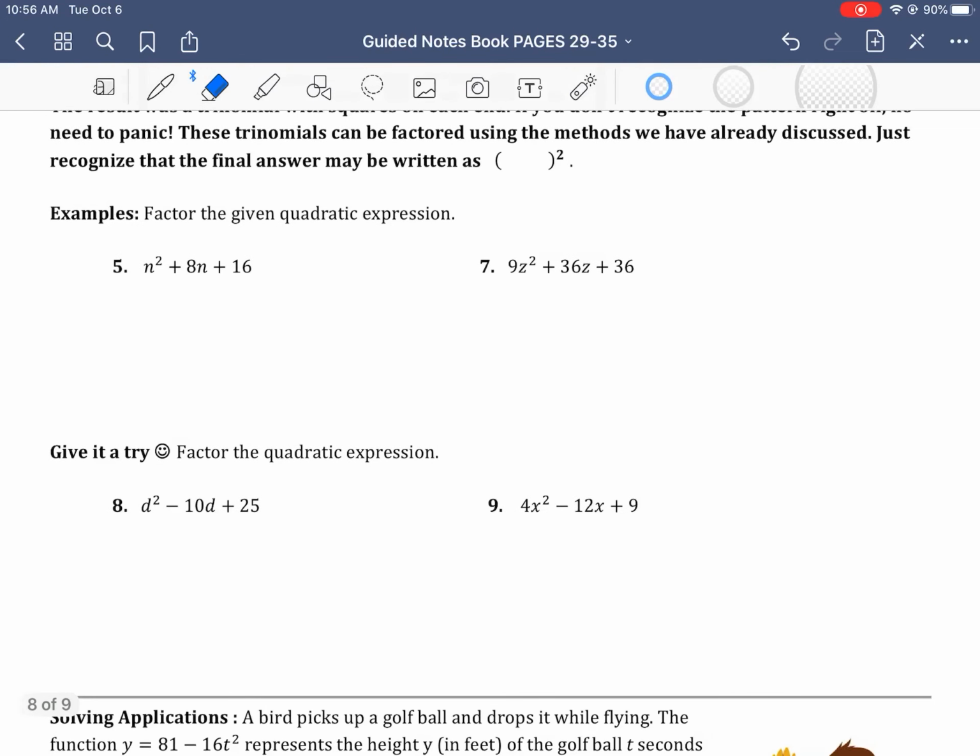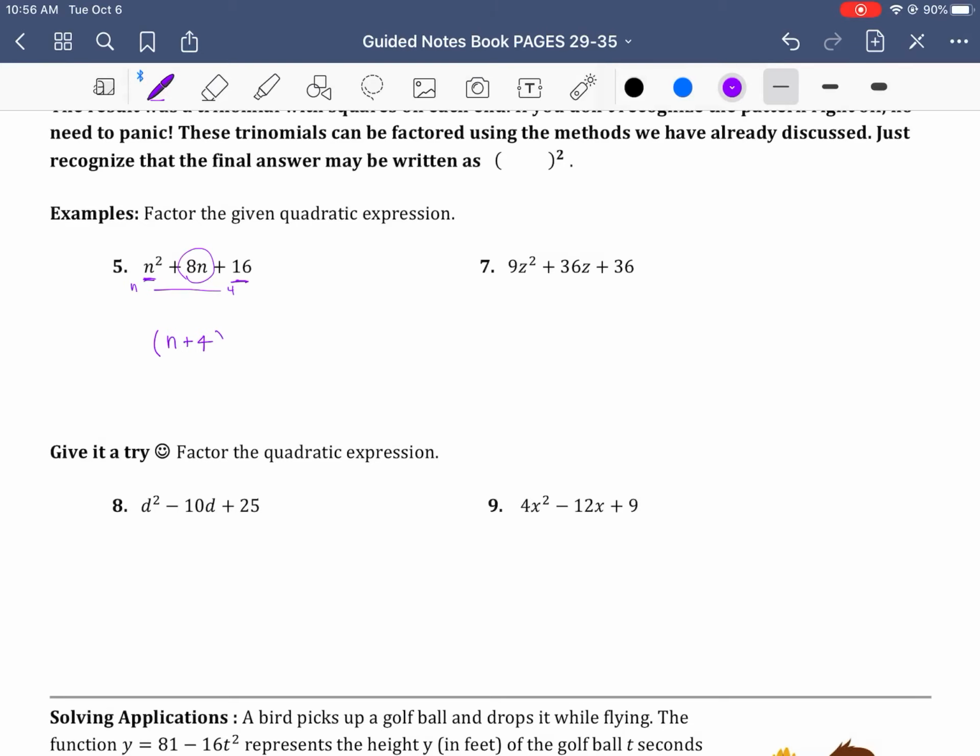We've got n squared plus 8n plus 16. Notice this is a perfect square. 16 is a perfect square. And the square root of this one is n. The square root of this one's 4. N times 4 is 4n. And if we double that, we do get the 8n. So when we break this one up, that's kind of the shortcut. We could know, because of that pattern, that this would be n plus 4.